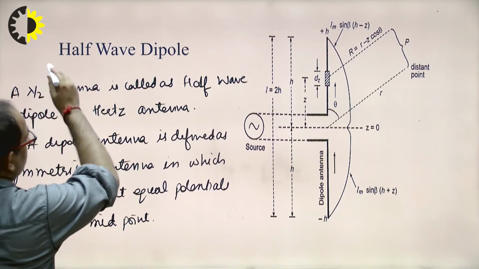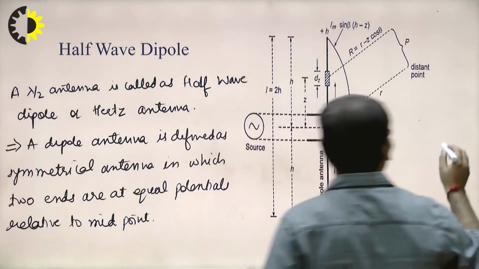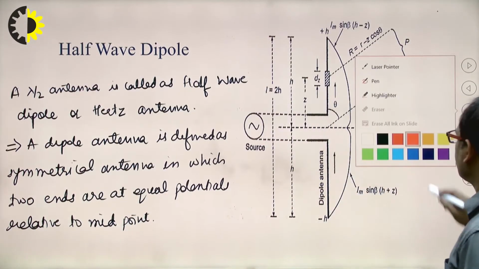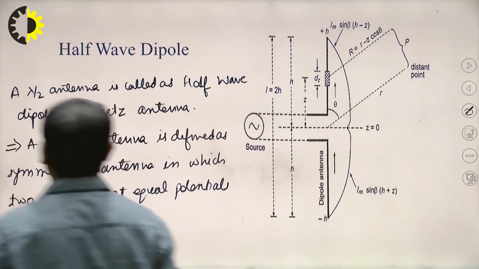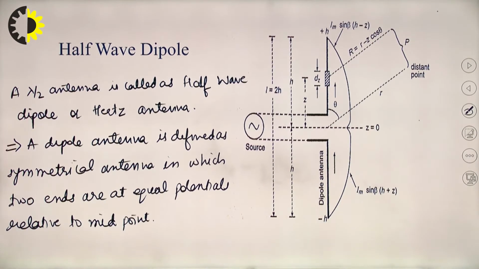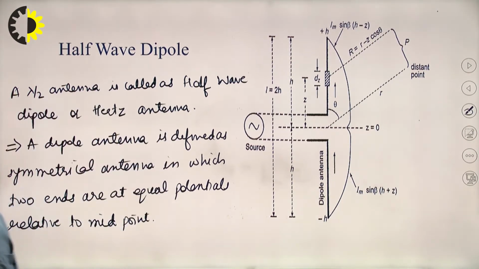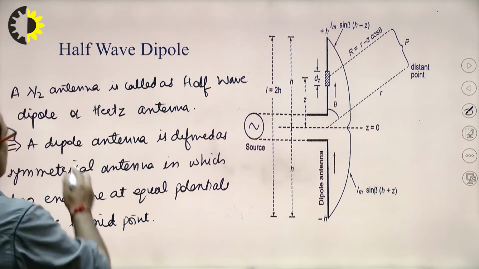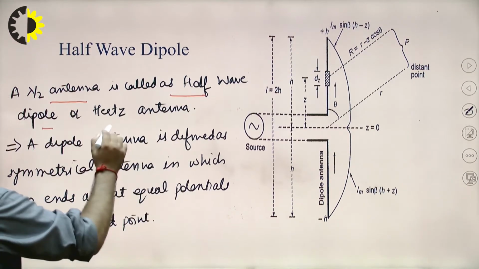So now we will start with the half wave dipole. In the half wave dipole, the physical length of the antenna will be lambda by 2, or you can say the effective length will also be lambda by 2. Clear? So a lambda by 2 antenna is called a half wave dipole or Hertz antenna.